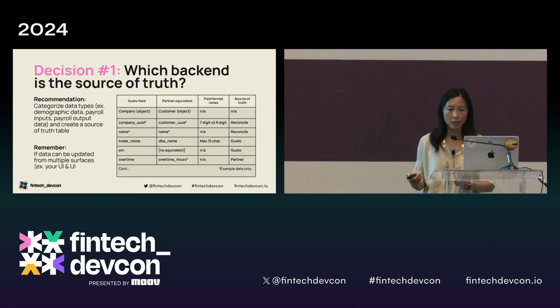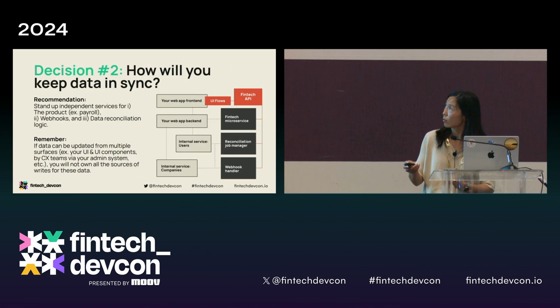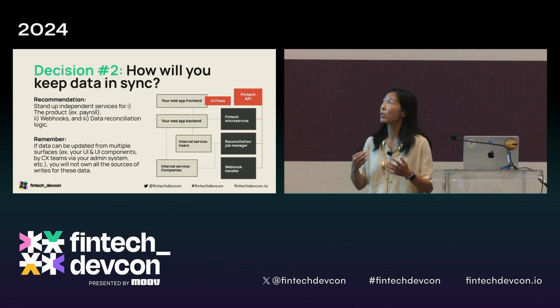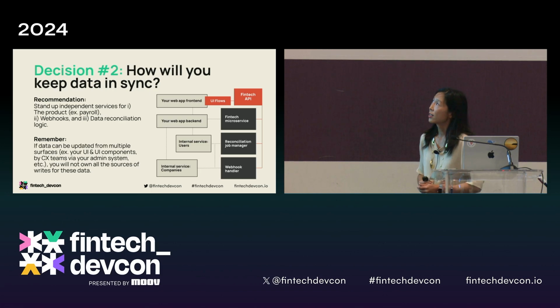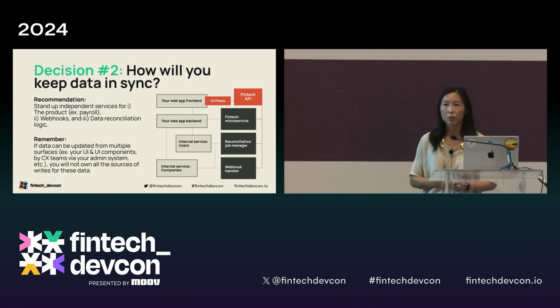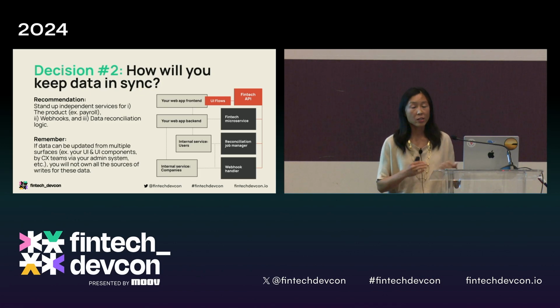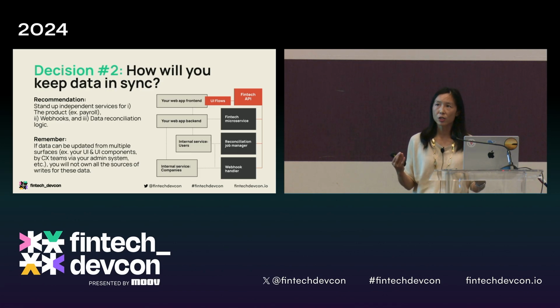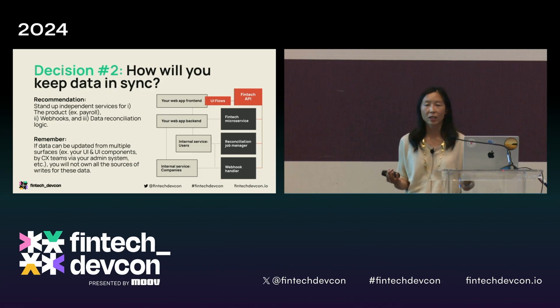Let's see. So the next decision is related, and is once you have all of that source of truth, once you have that source of truth determined, the second decision is how will you keep that data in sync? With all else being equal, we typically recommend standing up independent services like payroll webhooks and payroll data reconciliation logic. In the case of payroll, Gusto will push webhook event notifications when changes happen. But we also suggest periodically checking for changes using event APIs and that corresponding logic.